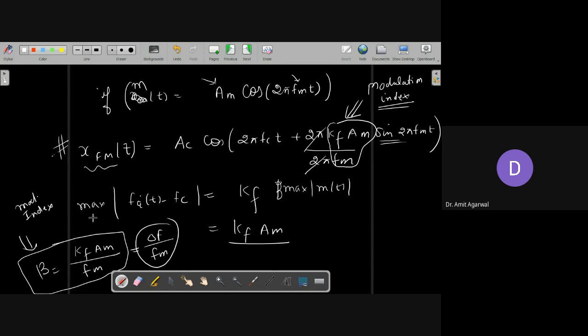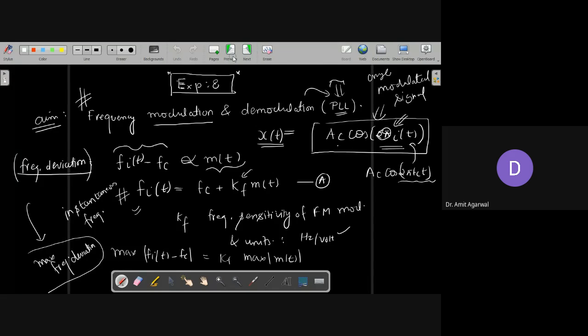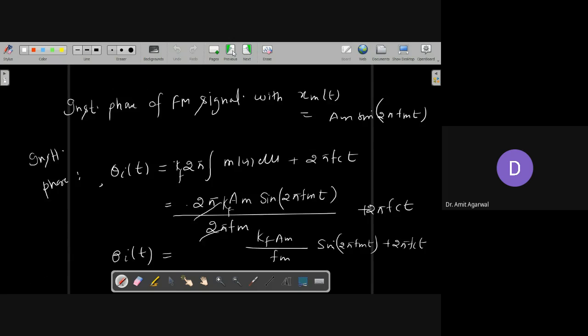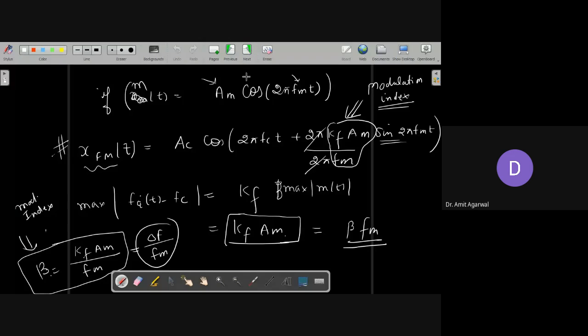As we defined the maximum frequency deviation, now for the particular case of a sinusoid, maximum frequency deviation is kf max of m(t), that is kf into Am. And now you have already defined your modulation index beta as kf Am by fm. So you can also write it as beta fm. I'm just playing with the parameters.